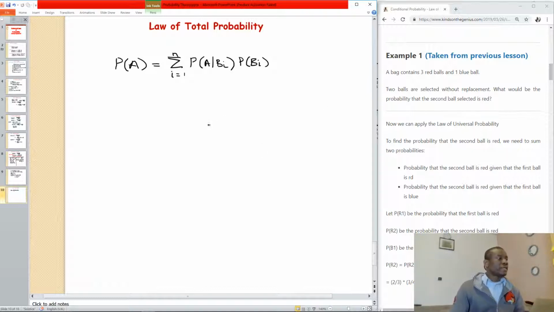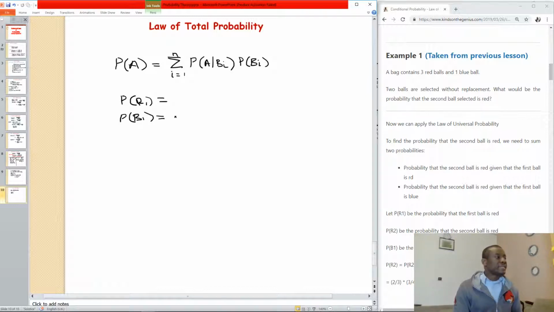So let's write it out in the notation form. So we have that the probability of R1 is the probability that the first ball is red, right? And the probability of B1 is the probability that the first ball is blue, right?